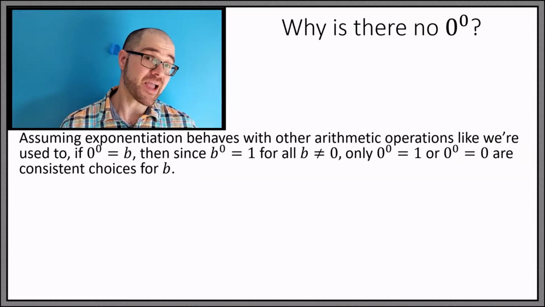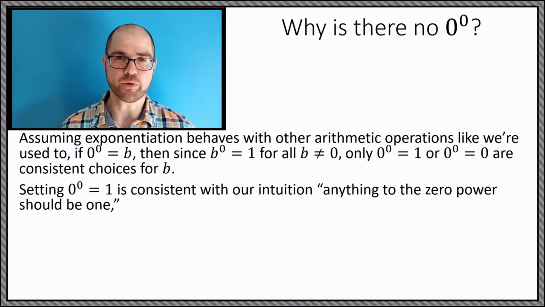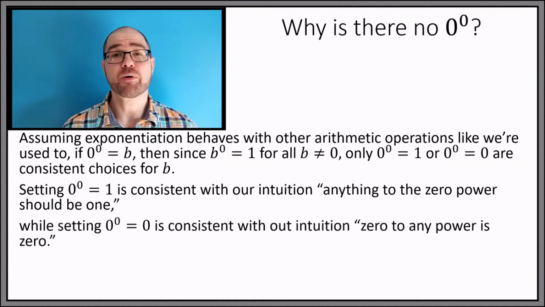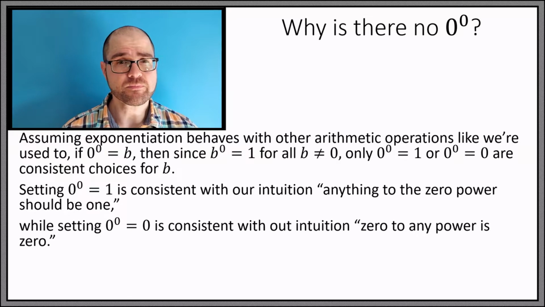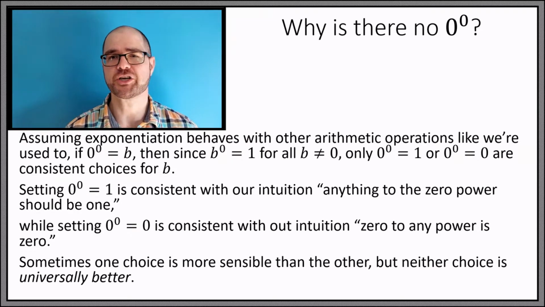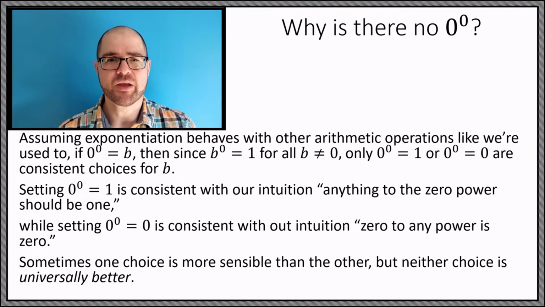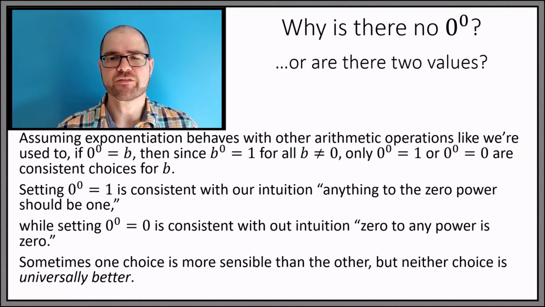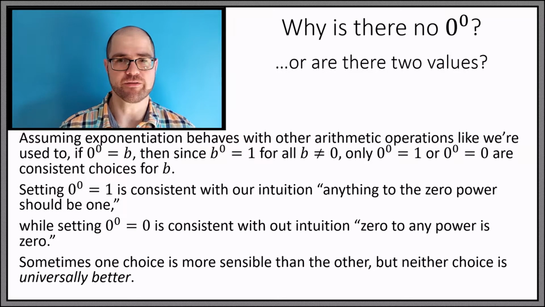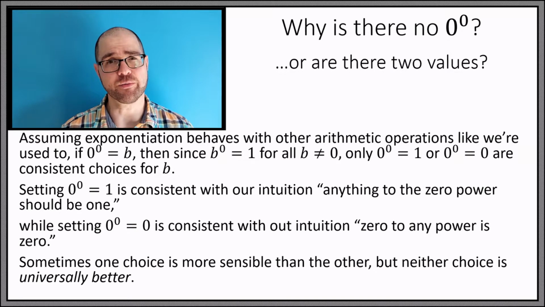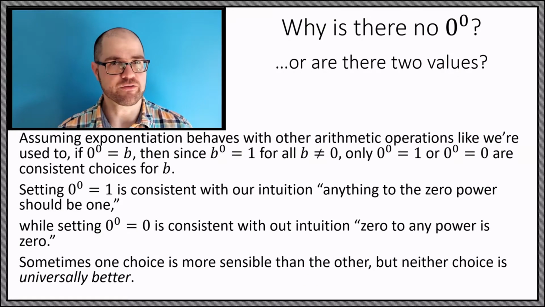Now, on the one hand, anything to the 0 power is 1 suggests that we should set 0 to the 0 equal to 1. On the other hand, 0 to any other power is 0, so maybe 0 to the 0 should be 0. Honestly, depending on the situation, either one could be appropriate, and sometimes you'll see either choice being made. But it really depends on the situation. Setting 0 to the 0 equal to 1 is more common, but most common is to just say it doesn't have a consistent value at all. Either way, if it matters in what you're doing, you should tell your audience what you're doing.